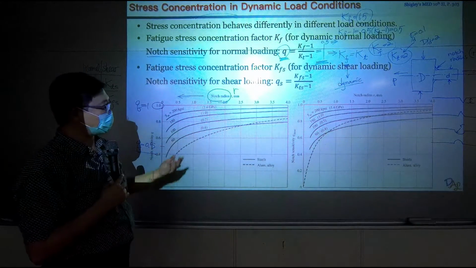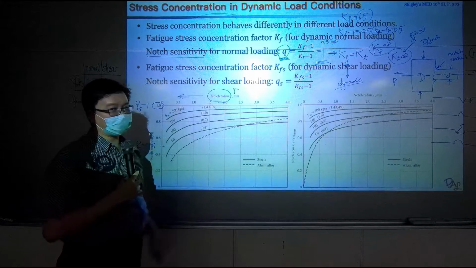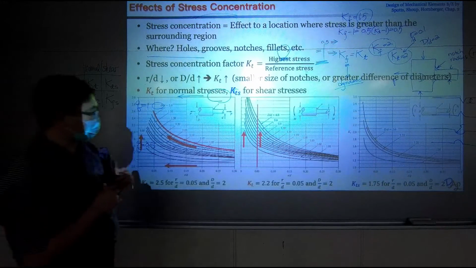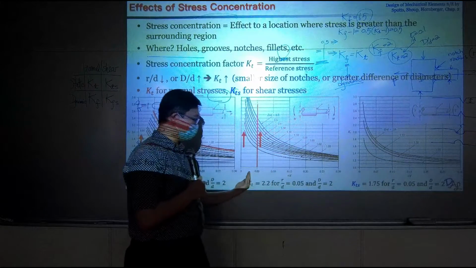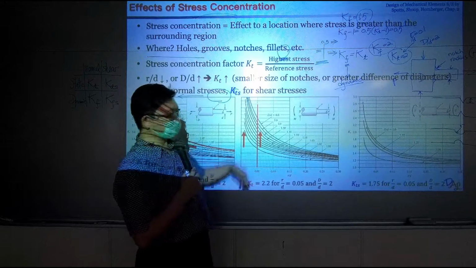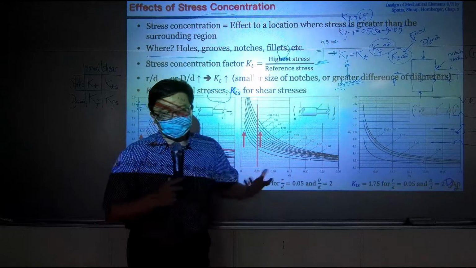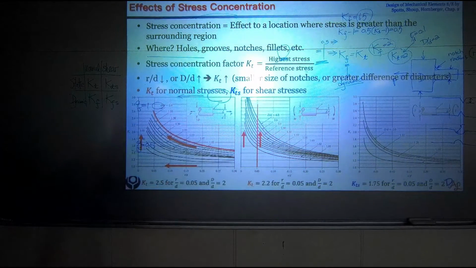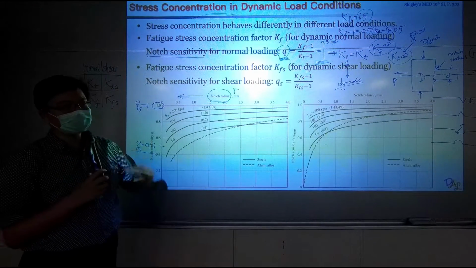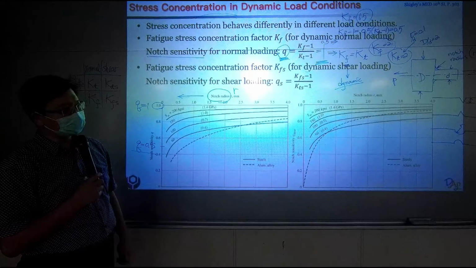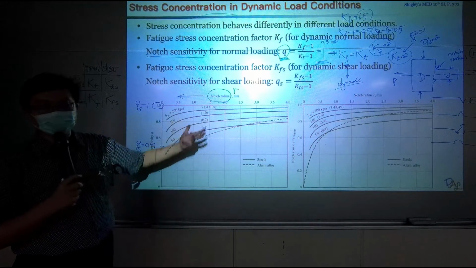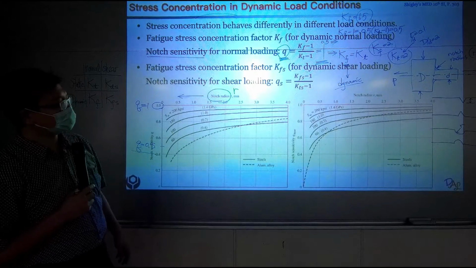the trade-off is when you have a smaller notch, for the static case, we may have larger Kt. So this cannot be too small, if you have geometry that could break easily, okay?